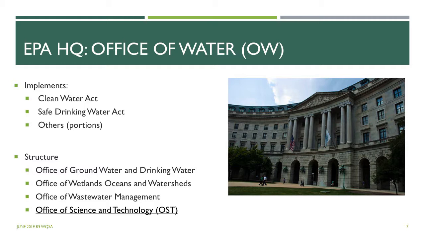I wanted to mention that the Office of Water also has a National Environmental Justice Coordinator, and each EPA region also has an Environmental Justice Coordinator who serves as a point of contact to assist with addressing issues related to overburdened and vulnerable communities.